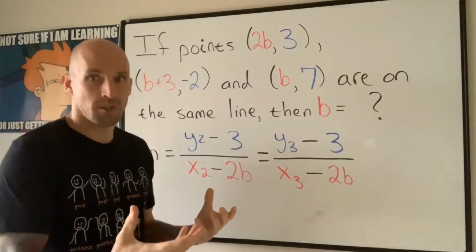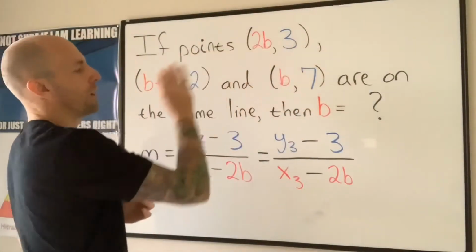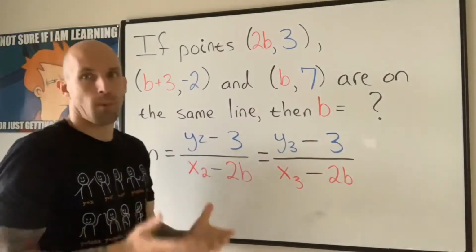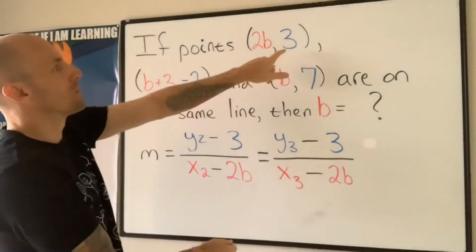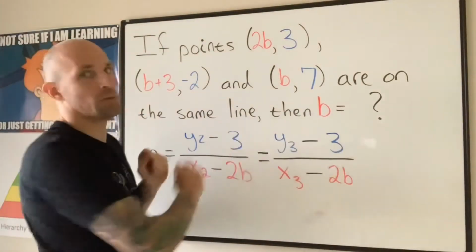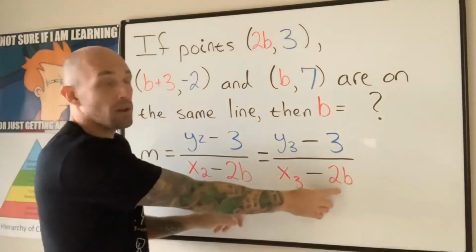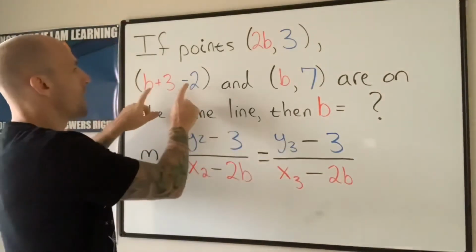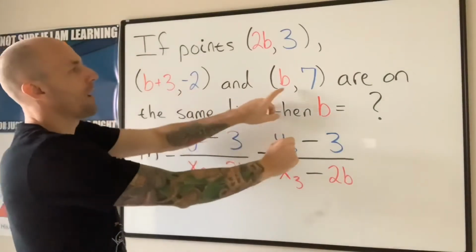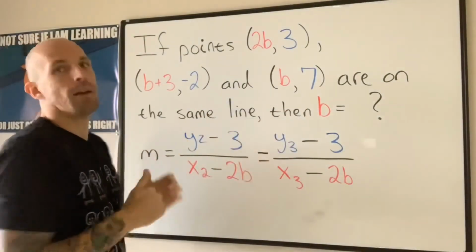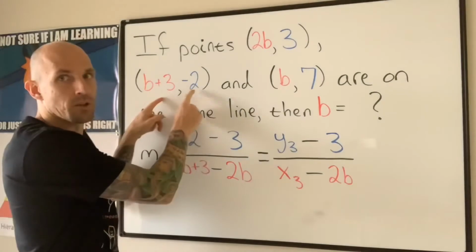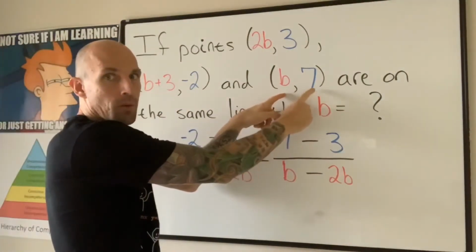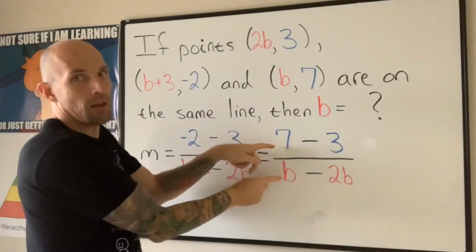Just taking our points in order, we'll let this one be x1, y1, and we'll substitute in x1 and y1 accordingly. So y1 is 3, so I'll replace y1 with 3, and x1 is 2b, so I've replaced x1 with 2b. And now I'll do the same for x2 and y2 and x3 and y3 to fill out the rest of our formula. x2, y2 plugged in here, and x3, y3 substituted in here.